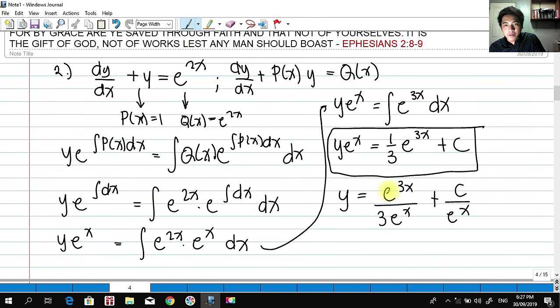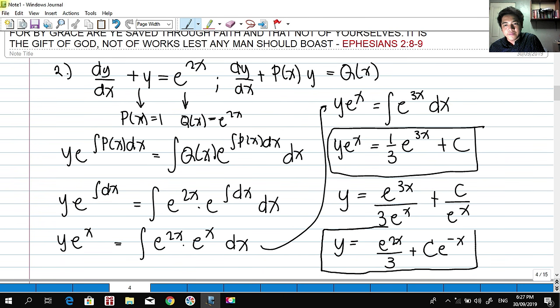So as you can see, by properties of exponent, e raised to 3x divided by e raised to x, that should be y is equal to e raised to 2x over 3 plus c, and this e raised to x I can put on the numerator such that it would have a negative exponent. So this should be our answer. Okay? So we did nothing special here, but we apply our knowledge in algebra, by laws of exponents, and of course, the integral.